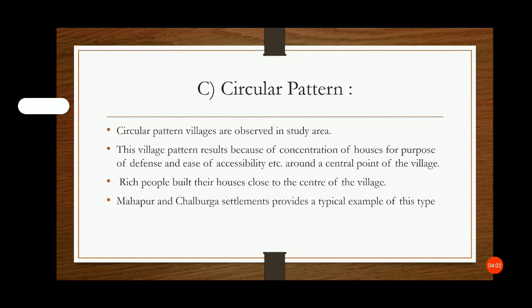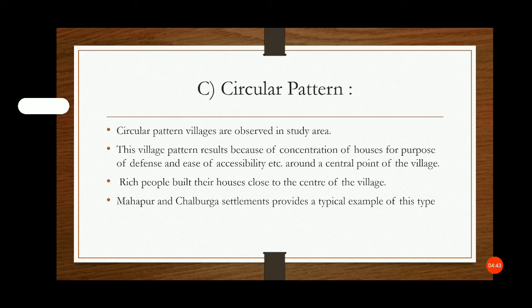Circular pattern. Circular pattern villages are observed everywhere, mostly in Rajasthan. This village pattern results from concentration of houses, purpose of defense, ease of accessibility, etc. Around a central point of the village, rich people built their houses close to the center of the village.